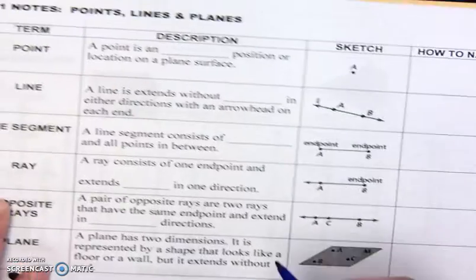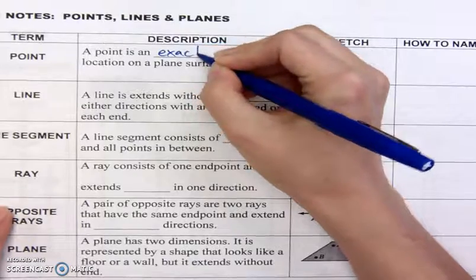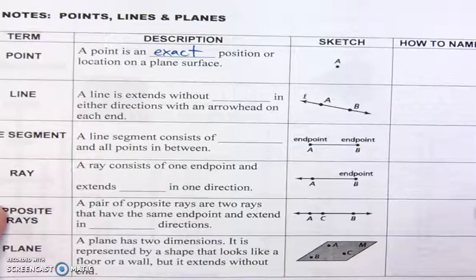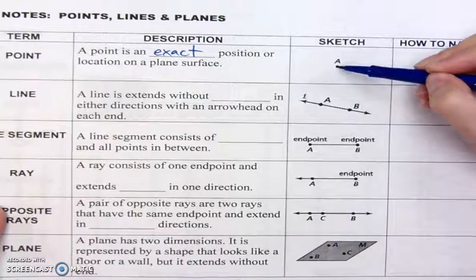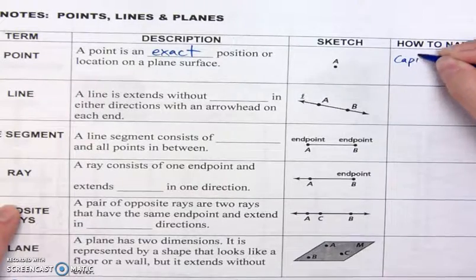Okay, so here are our definitions. A point is just an exact position. It's sketched as just a dot, and it's always labeled with a capital letter.